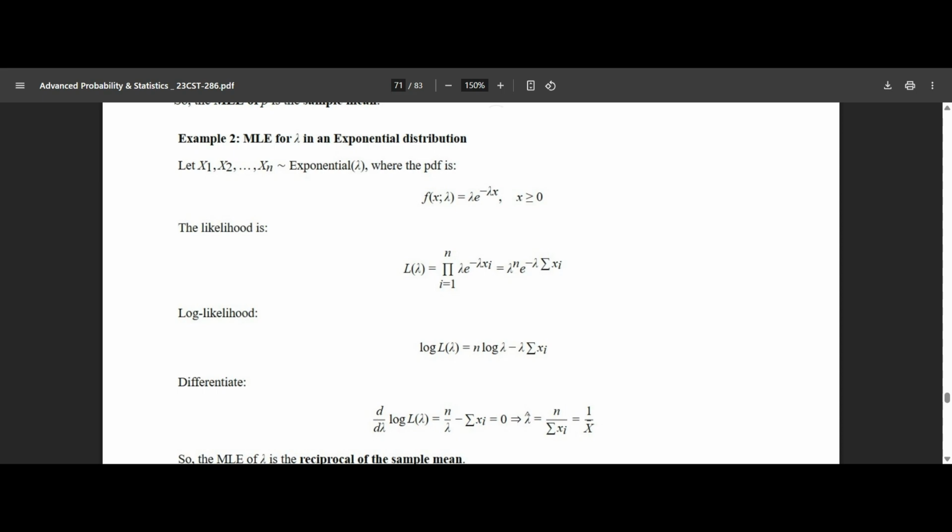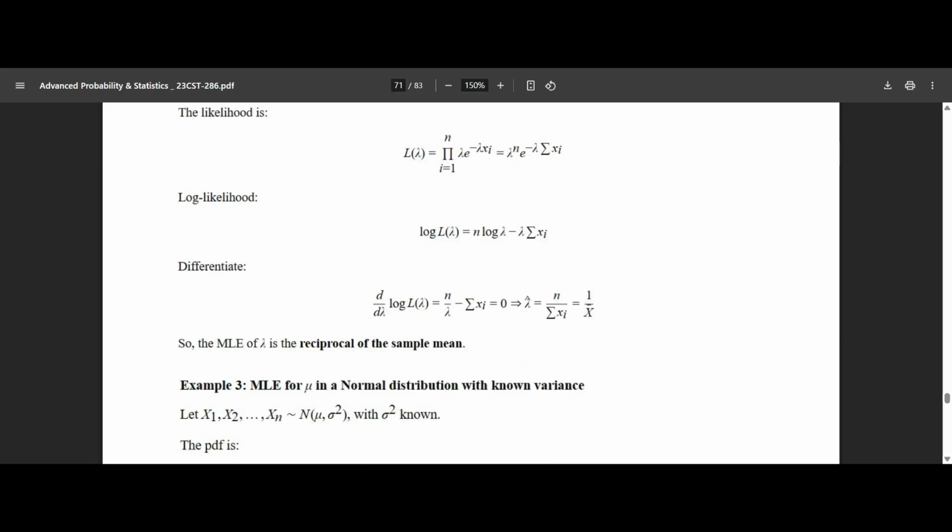MLE for lambda in an exponential distribution, f(x) equals lambda e to the power minus lambda x. So the likelihood we will find as the product, i equal to 1 to n, of the given PDF. So we find the given expression, then the log likelihood: we take log on both sides and differentiate. So please remember these four steps. This will help you conquer any MLE question. MLE as such looks very lengthy and tedious, but you only have to follow these four processes. The MLE of lambda is the reciprocal of the sample mean.